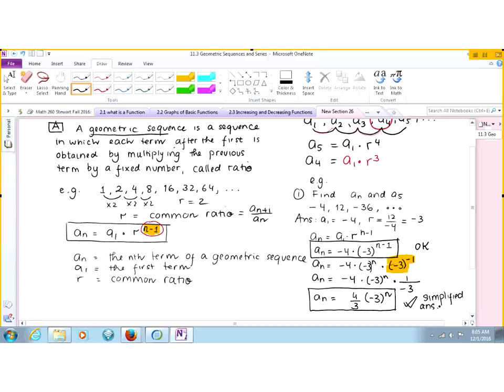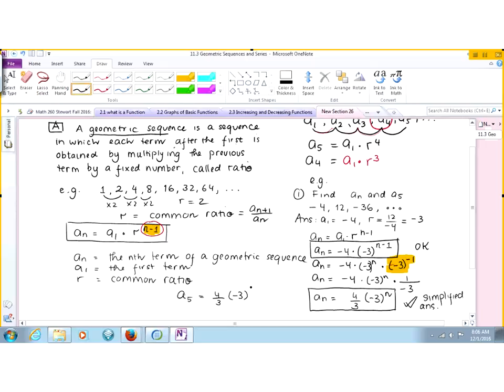Now, let's do another one. Oh, a5, sorry. Yes. What is a5? Well, we just have to continue here, don't we? Or we could just substitute here, right? Let me write it here. So, a5 is equal to 4/3 times (-3) to the 5th, isn't it?